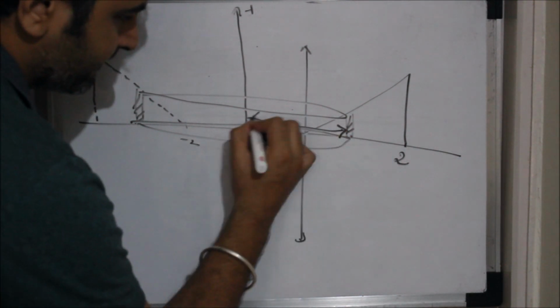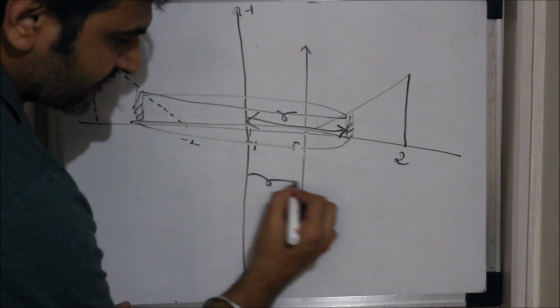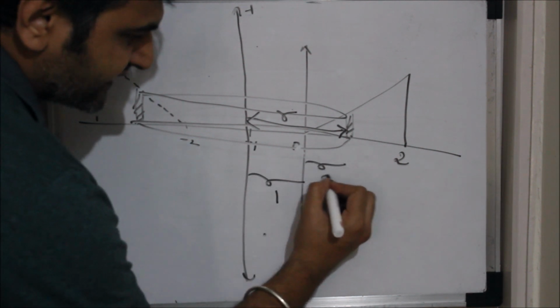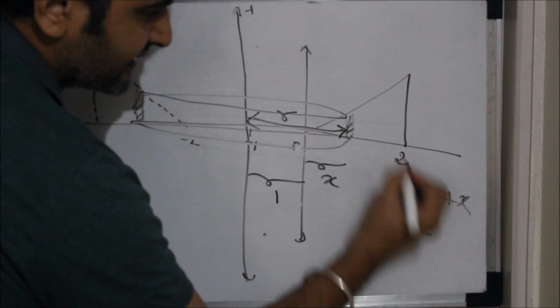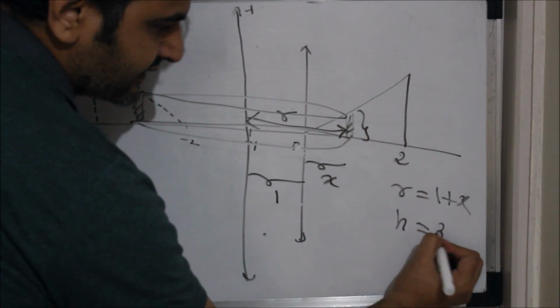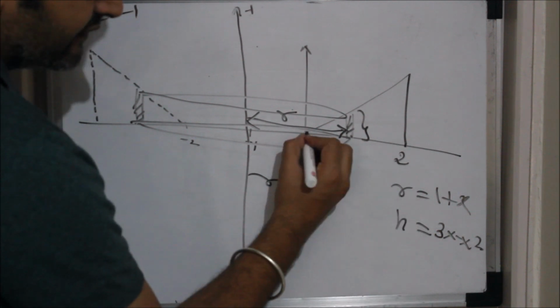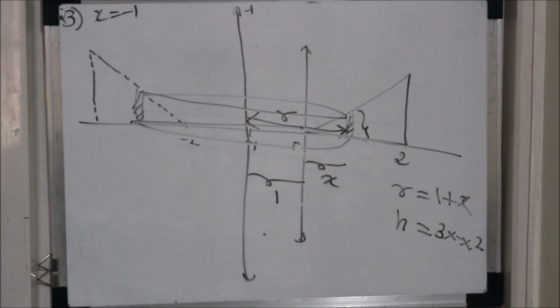This will act as a radius. So this distance is always 1, this distance is always x, so my radius is nothing but 1 plus x, whereas height will remain the same. What was my height? Height is 3x minus x square, and x will go from 0 to 2. So that is how you solve a problem.